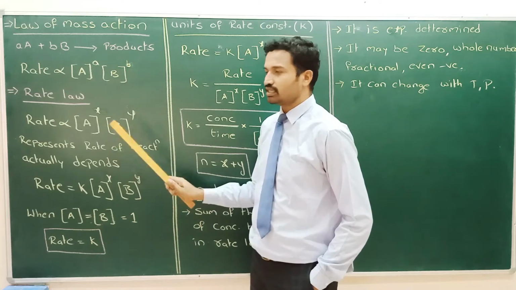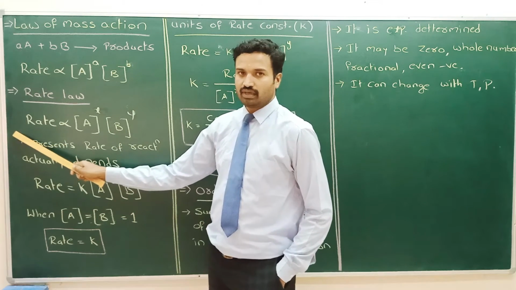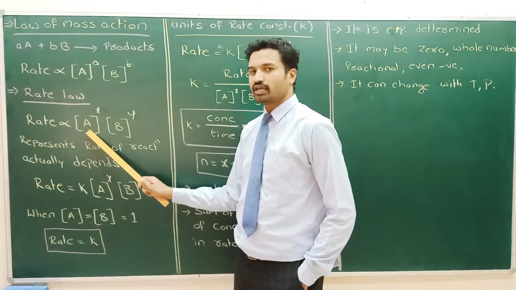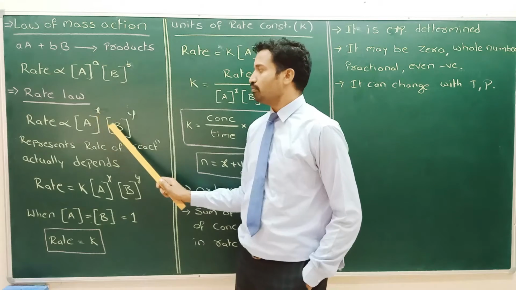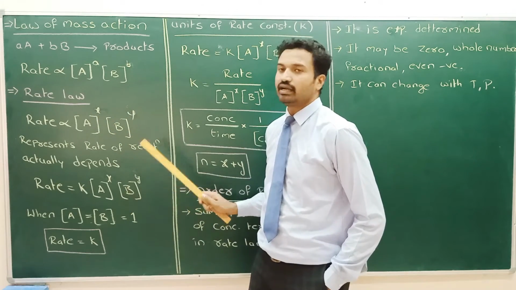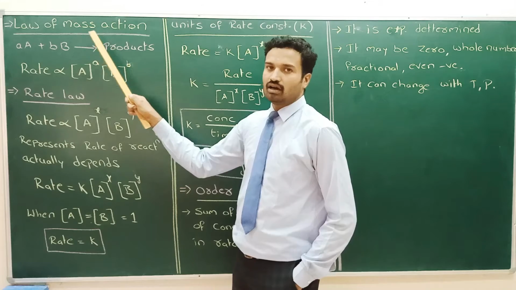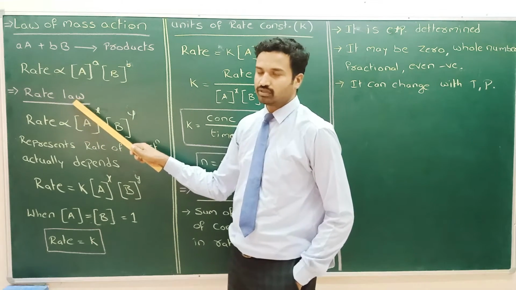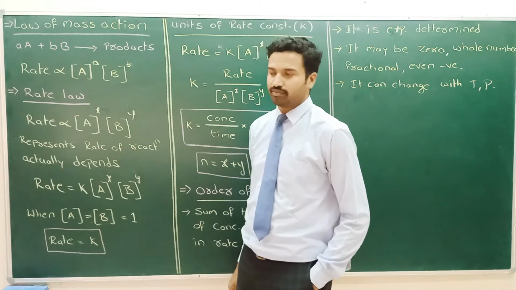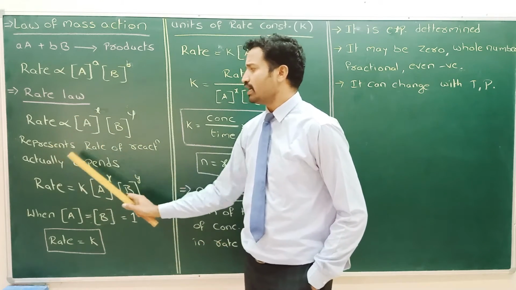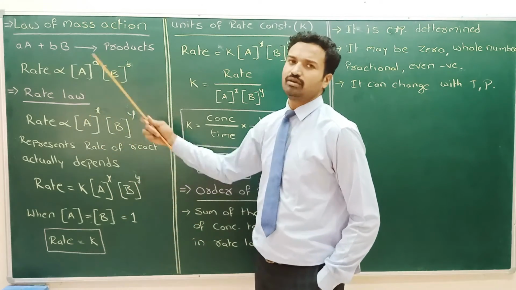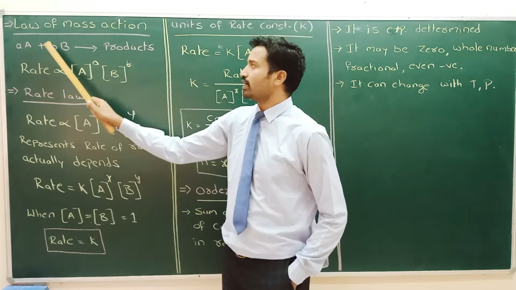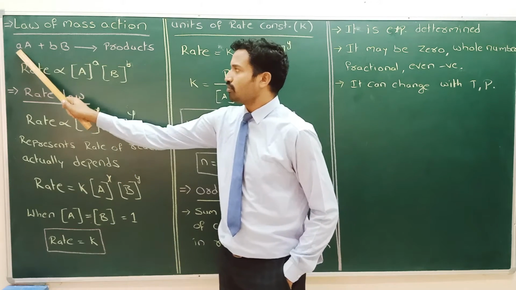Now the definition is: at a given temperature, experimentally, rate of reaction is proportional to concentration of reactant A to the power of x, B to the power of y, and this is called rate law. If it is theoretical, it is law of mass action. If it is experimental, this is called rate law, rate expression. So we should always take experimental data. It represents the actual rate of reaction. From this equation, it depends on concentration of A, concentration of B, number of moles of A, number of moles of B.